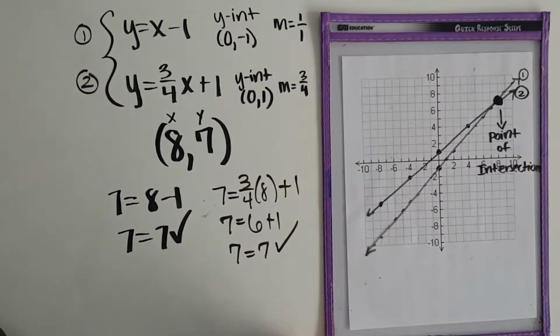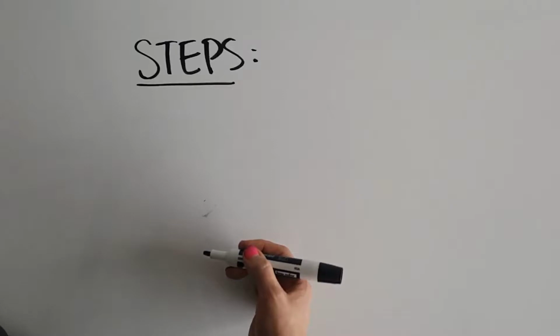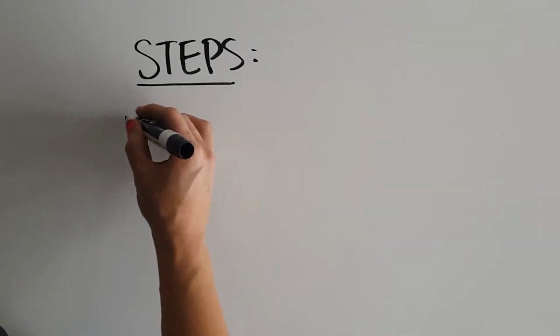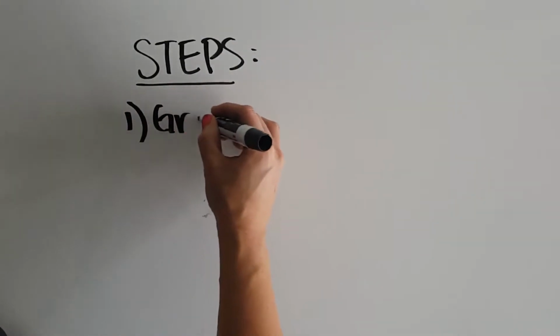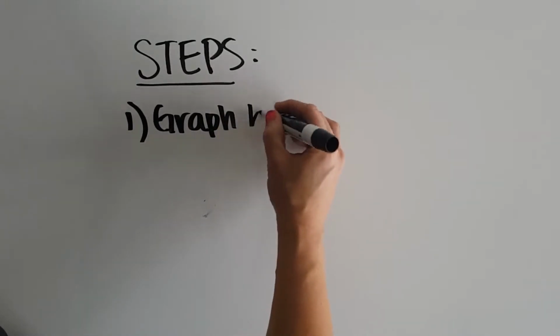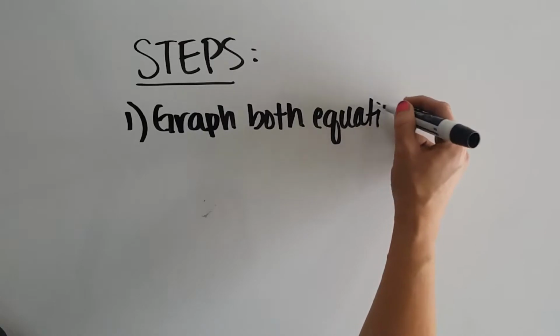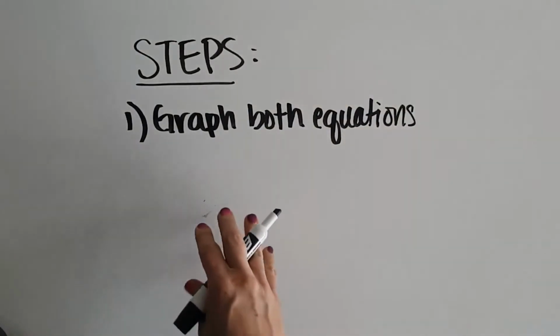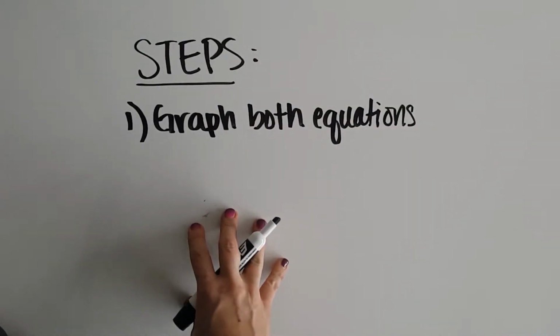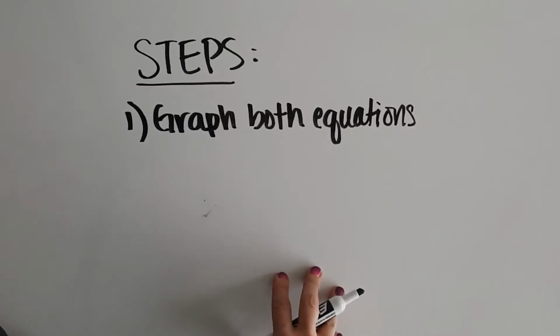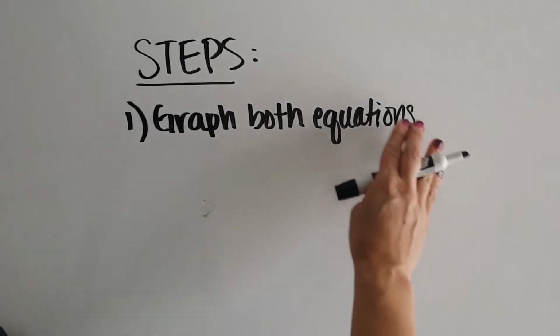So let's summarize this with some steps. In general, the first thing that you're going to do is graph both equations. Now this takes some previous knowledge, right? We have to know how to graph an equation, really in any form. So that means I might need to put it in slope-intercept form, identifying my y-intercept, my slope, things of that nature, things we've done in the past.